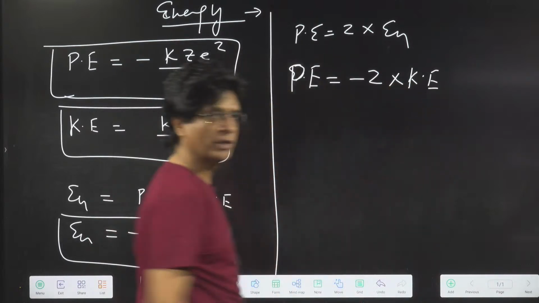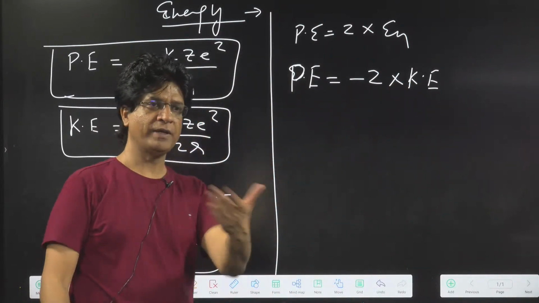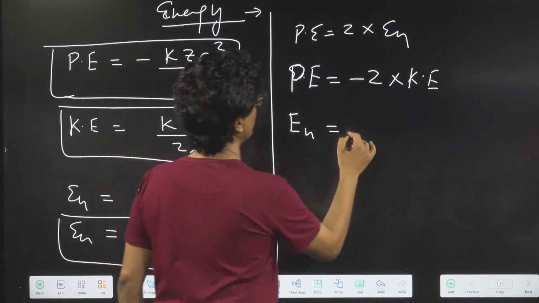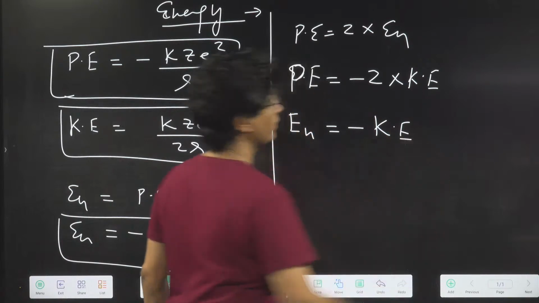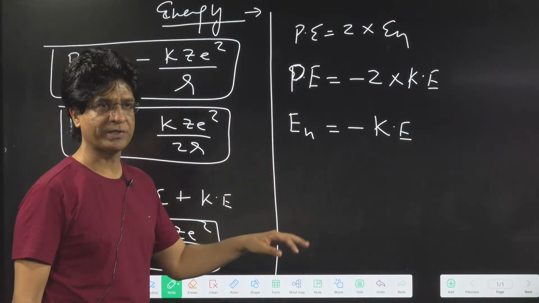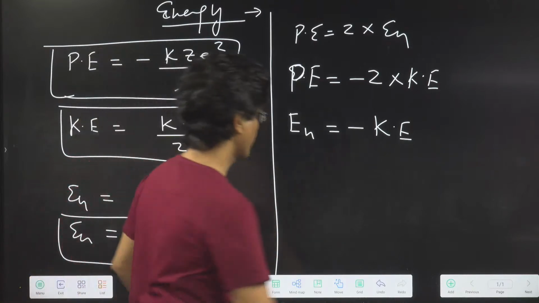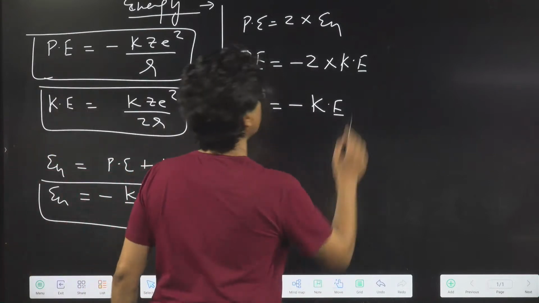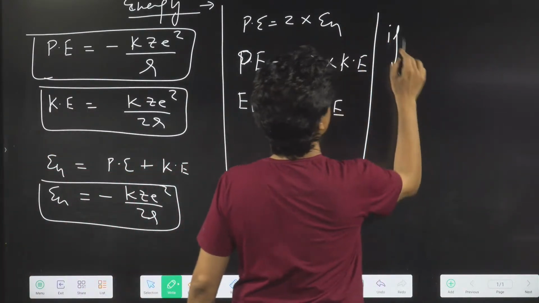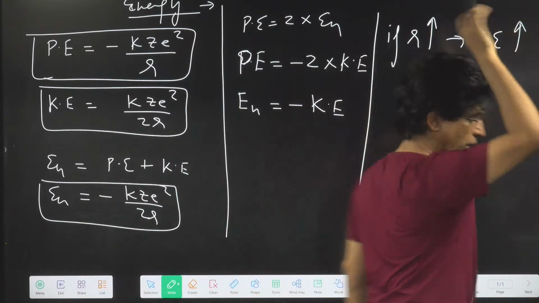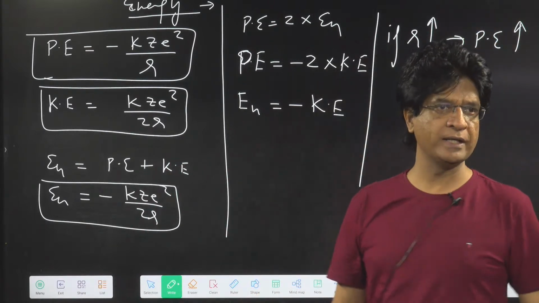True or false? Very good. Can I say that En is equal to minus of kinetic energy? All these things will go a long way in helping you to solve multiple questions in a go. Again, one more thing. Can I say that if radius will increase, potential energy will increase? True or false?